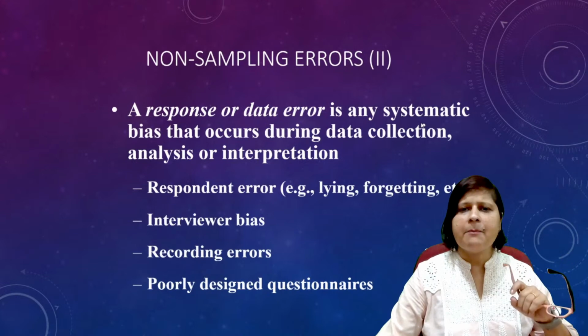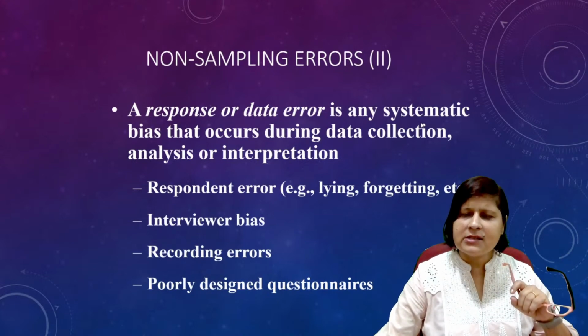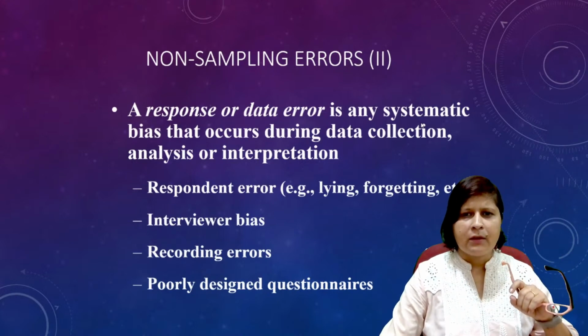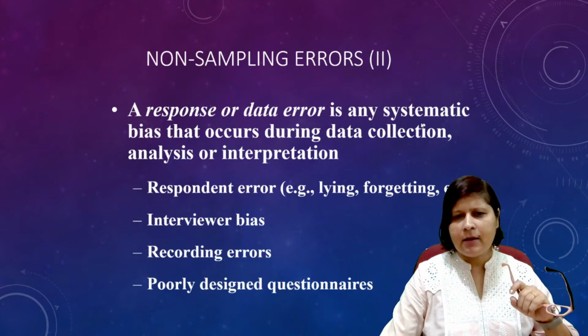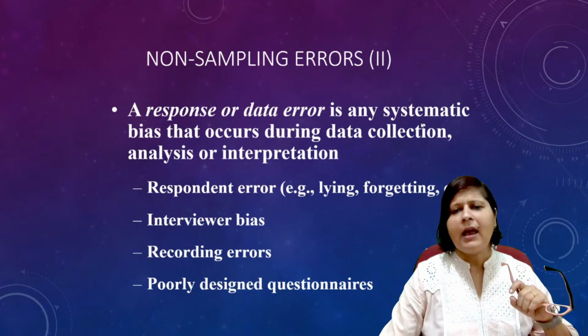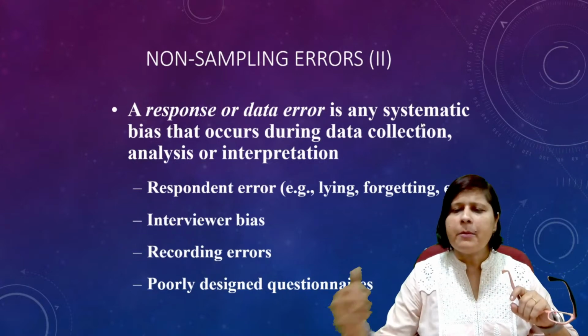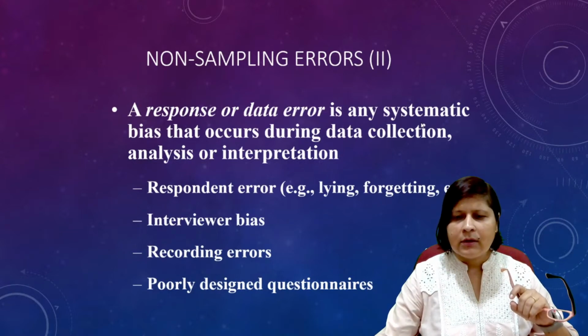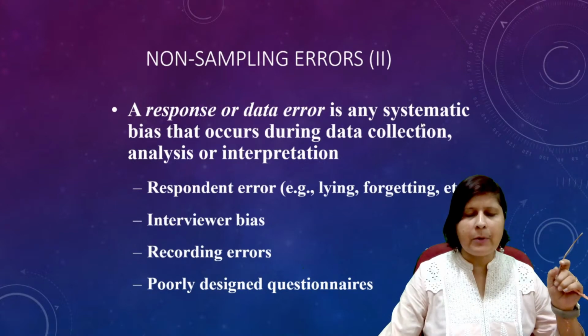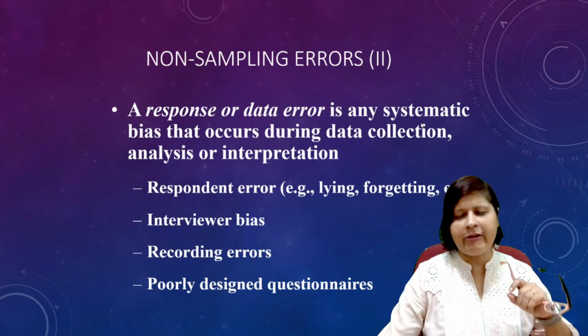Then probability sampling is of four types: simple random sampling, stratified sampling, cluster sampling, and systematic sampling. Non-probability sampling is again of four types.